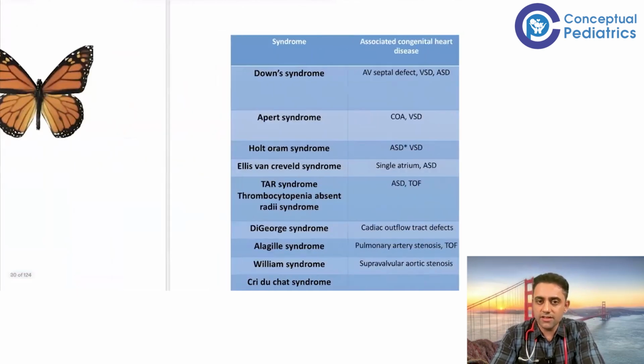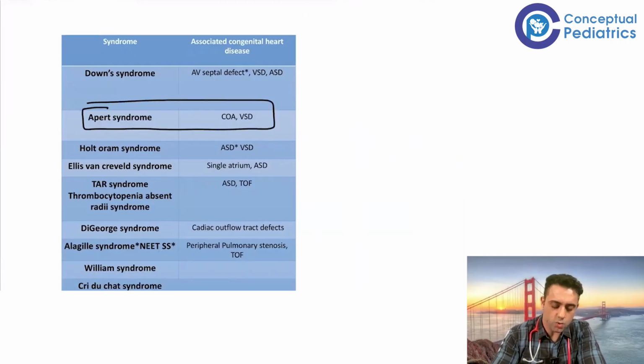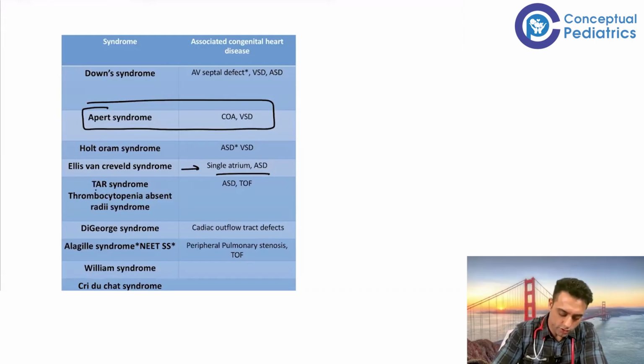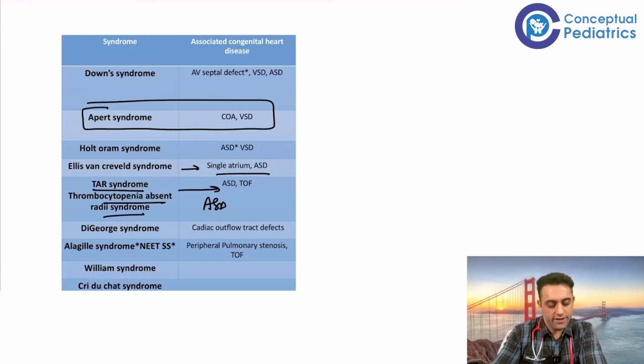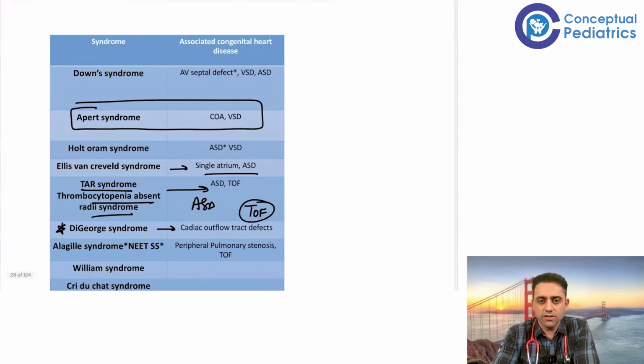If I get the full slide over here, the other most common congenital hearts: in Apert syndrome, that is coarctation of aorta and VSD. Ellis-van Creveld syndrome is single atrium and ASD. TAR syndrome, thrombocytopenia absent radius syndrome, A for absent, A for atrial septal defect. And DiGeorge, it is cardiac outflow tract defects, and even tetralogy of Fallot. This was the MCQ: the congenital heart associated with DiGeorge syndrome is tetralogy of Fallot. So that's it, this part is done.